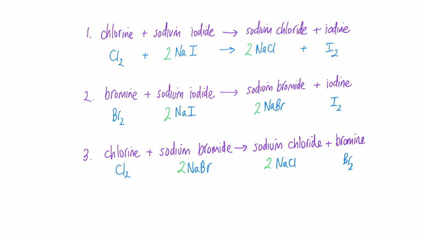And then this one, we've got chlorine and sodium bromide, which gives sodium chloride because the chlorine has displaced the bromide ions and given us bromine, Br2. So Cl2 plus 2 NaBr gives us 2 NaCl plus Br2. So well done if you got all of those right.